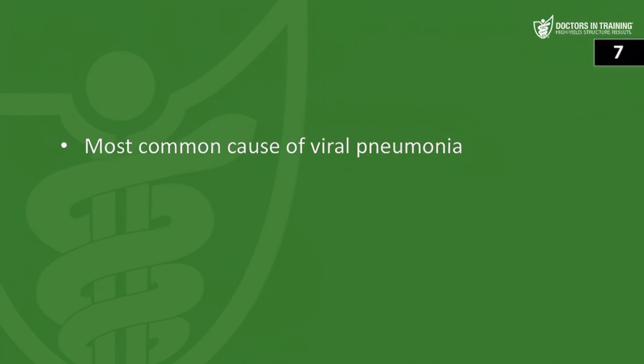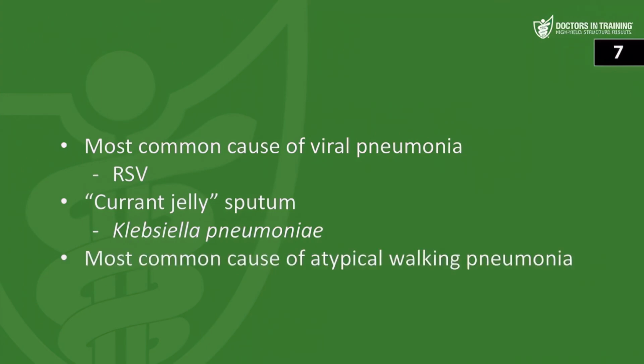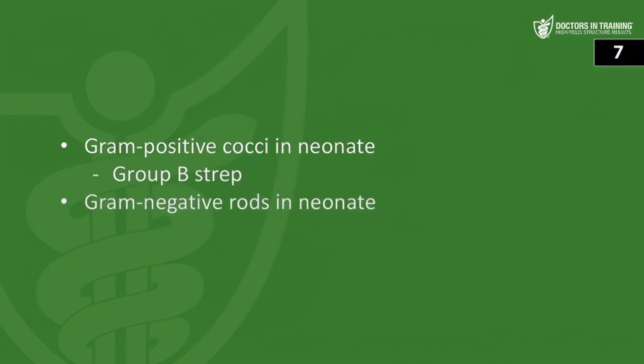Next, what infectious agent is the cause of pneumonia with the following characteristics? So some of our high-yield stuff again. So remember, most common cause of viral pneumonia was RSV. Currant jelly sputum, remember that was Klebsiella pneumoniae. Most common cause of atypical walking pneumonia, that's going to be Mycoplasma pneumoniae. Gram-positive cocci in a neonate, think of Group B strep. And then partner to that, a gram-negative rod in a neonate, think of E. coli.